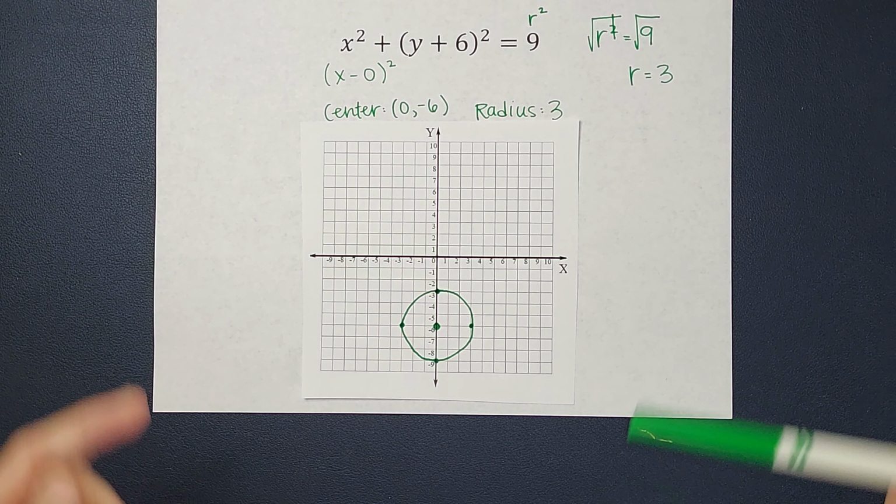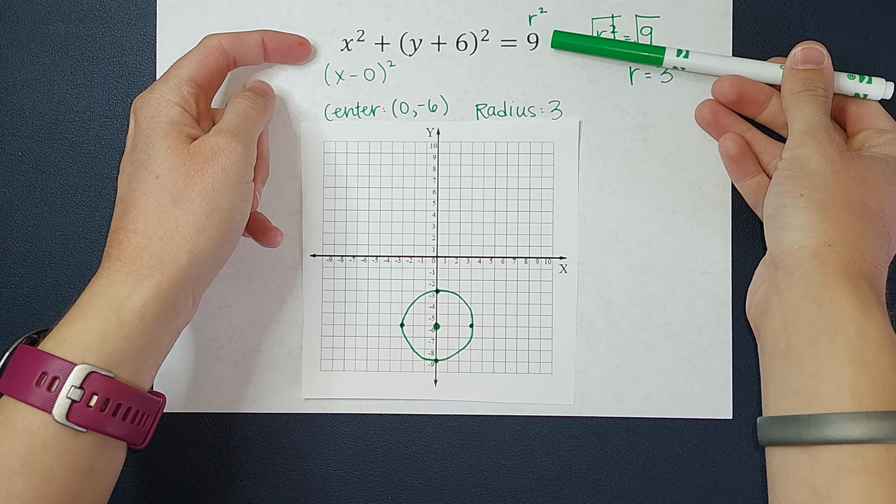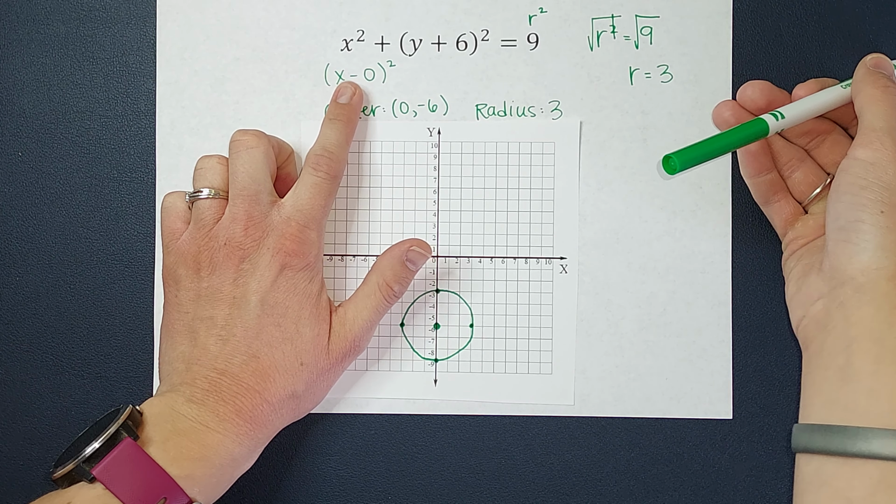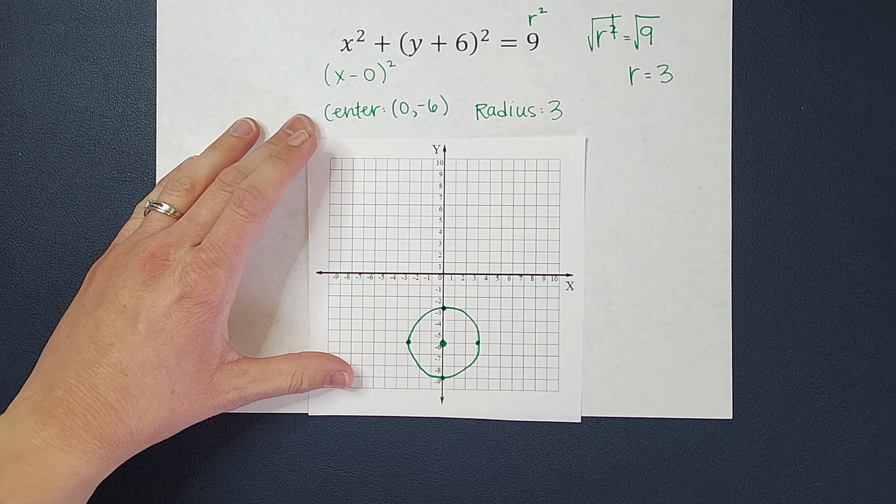All right, so we started with our equation. It maybe kind of didn't look like it was in standard form, but we figured out it really was, right? We identified our center and radius and we're able to graph it.